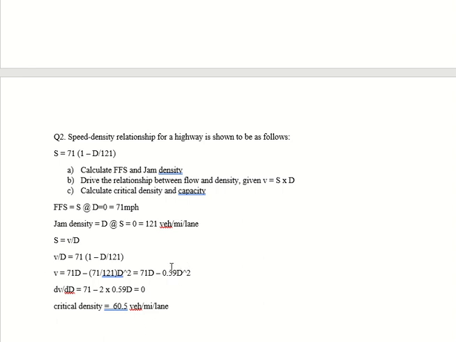So I'll put D here as 60.5. So the flow will become my capacity. So this is the final value, which is capacity. I just put the critical density into the flow equation. When you put critical density in the flow equation, then I'll call it capacity.